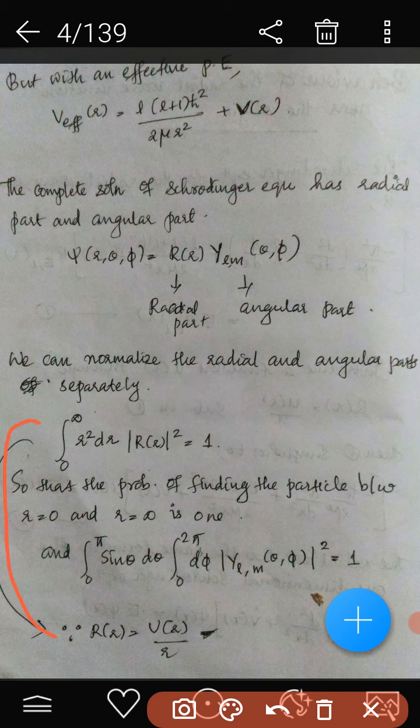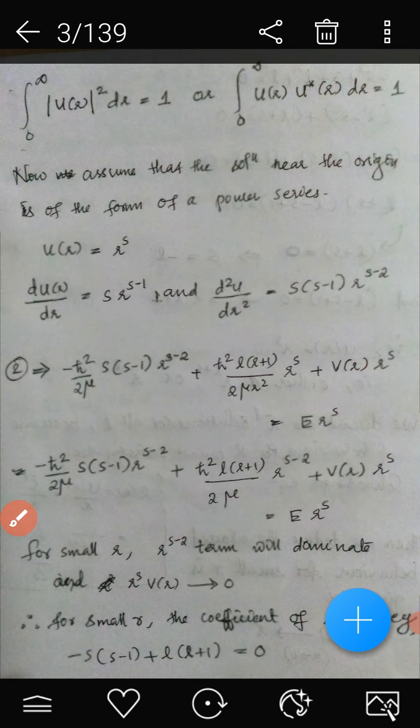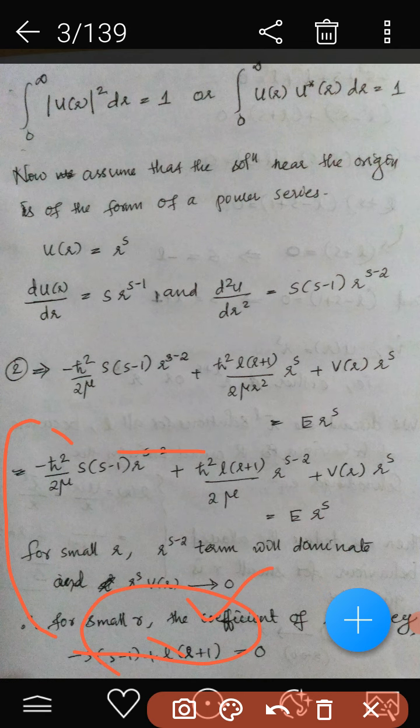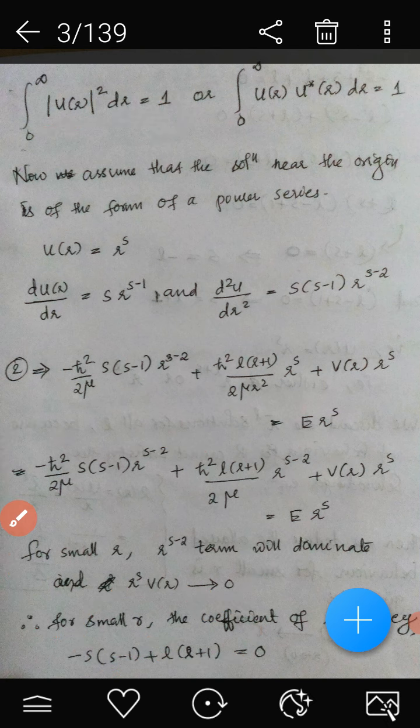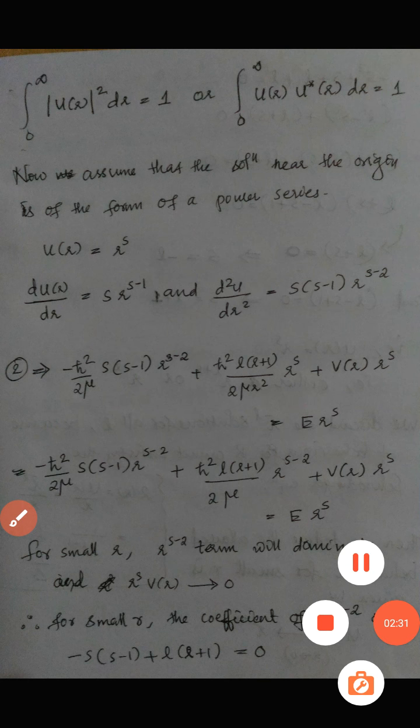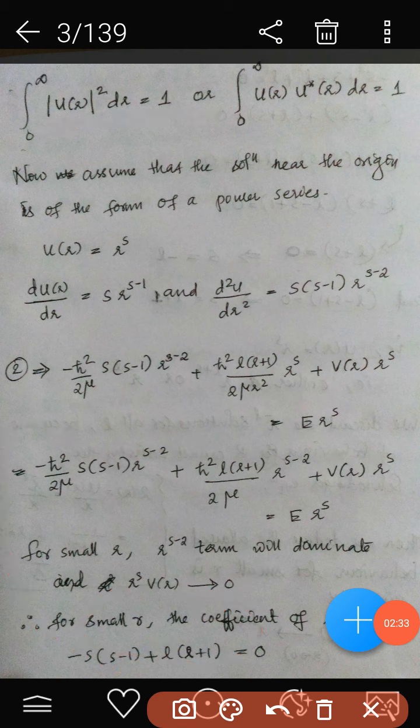From here we know that R is equal to u by r. So instead of R, we can substitute u(r) by r in this equation. Then r square and r square cancel. Then integral 0 to infinity of u of r square into dr is equal to 1, or integral 0 to infinity u star u dr is equal to 1.